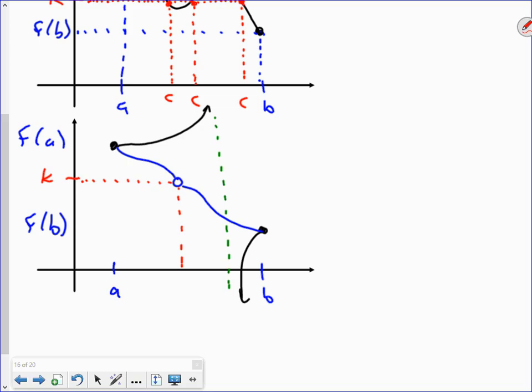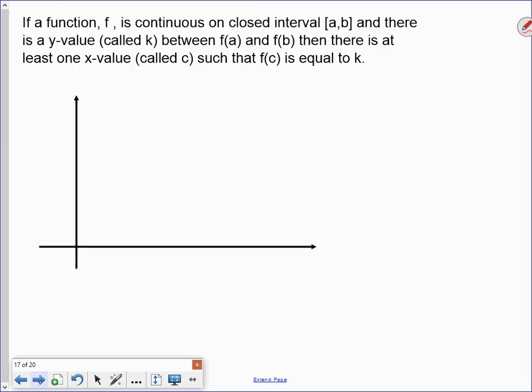But again, in both of these cases, our function is discontinuous, so the intermediate value theorem doesn't hold. Now, the one application that I think we see most often is using the intermediate value theorem to show that a function has a solution or a root on a given interval.